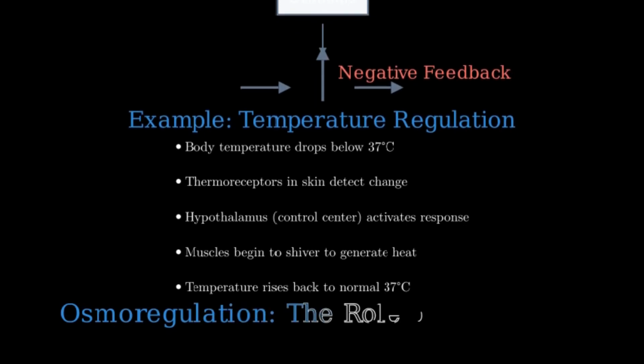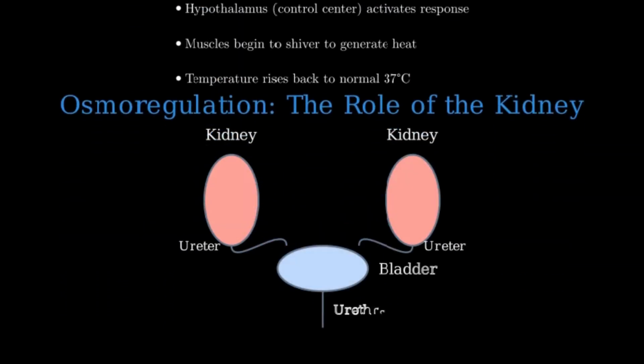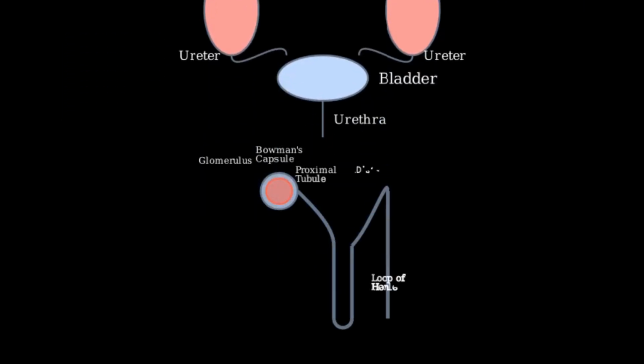Now, let's apply these concepts to osmoregulation, the regulation of water and solute concentration in the body fluids. The star player here is the kidney. The kidney is part of the urinary system, which includes the kidneys, ureters, bladder, and urethra. The functional unit of the kidney, where all the magic happens, is the nephron. You have over 1 million of these microscopic tubules in each kidney. Let's trace the path of blood filtration through the nephron.